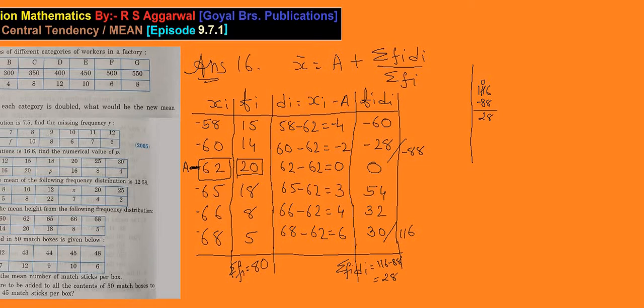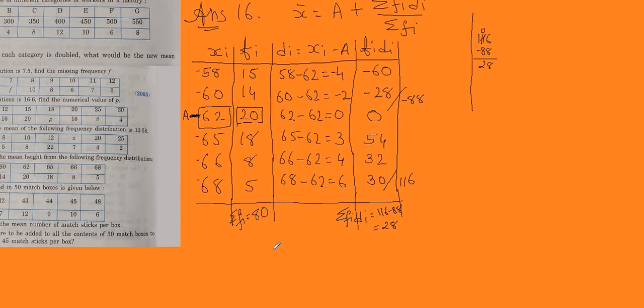So x bar is equal to, but first of all I require a. What is my a? 62 plus 28 upon 80. Now you have to calculate 28 upon 80. So 62 plus, what is the division of 28 upon 80? You can work it out.